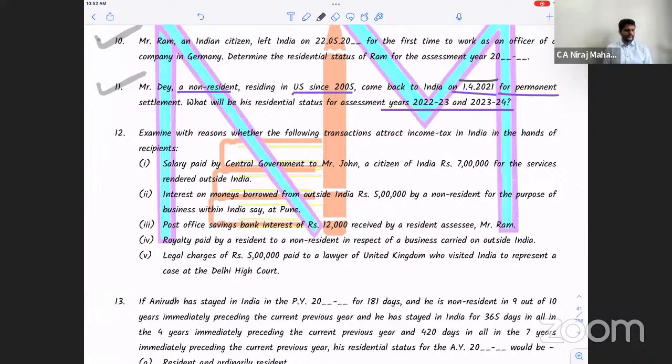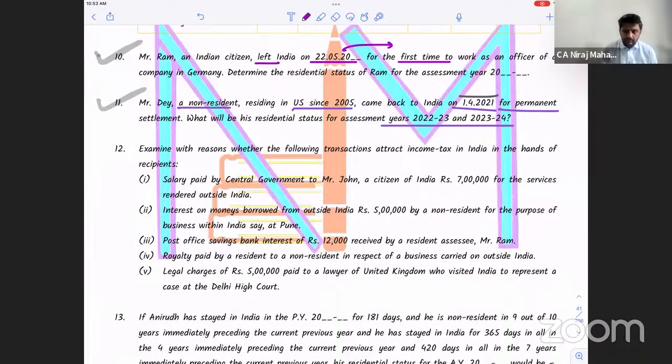Question number 10. Mr. Ram, an Indian citizen, left India on 22nd May for the first time to work as an officer of a company in Germany. Determine his residential status. He left on 22nd May. That means he was in India for 22 plus 30 (April) and May 22, so 52 days in India. Nobody can save him.